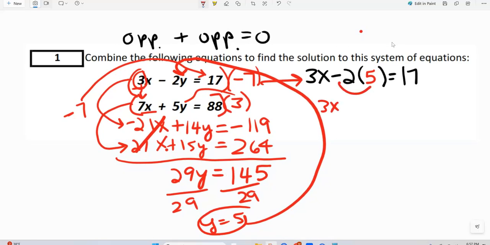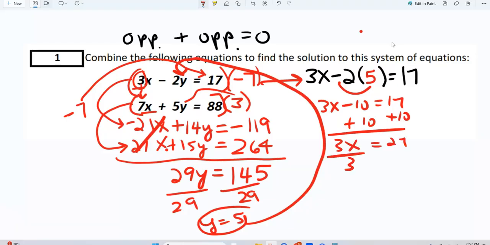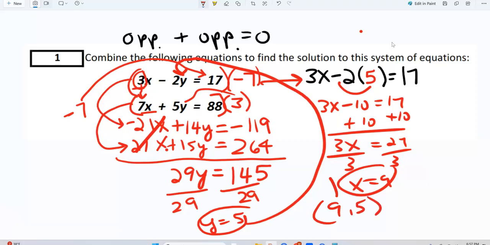3x minus 10 equals 17, plus 10 plus 10. 3x, this goes away, equals 27, divided by 3, divided by 3. x equals 9. Okay, good. So now we have (9, 5) as our answer. And don't forget to put it in here to confirm that it's correct, okay?